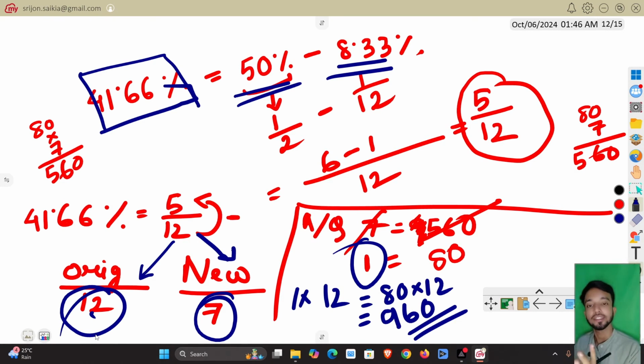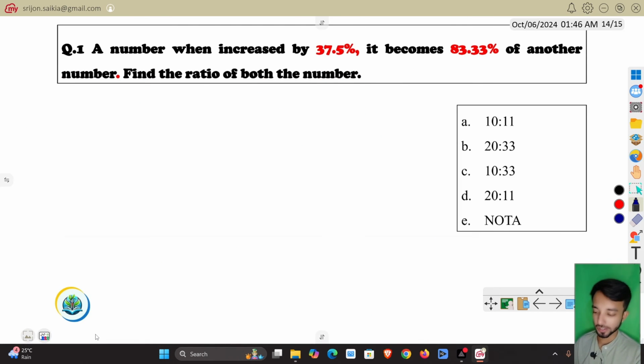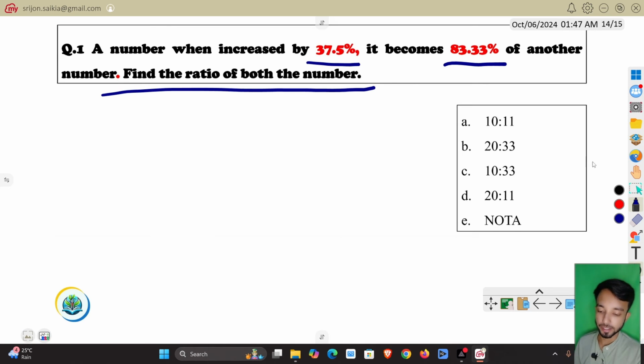Is this clear? If it's clear, let's move to the next question. A number increased by 37.5% becomes 83.33% of another number. Find the ratio of both the numbers. What's written in the question? A number increased by 37.5%, it becomes 83.33% of another number. Find the ratio of both the numbers. So we need to find the ratio, right?